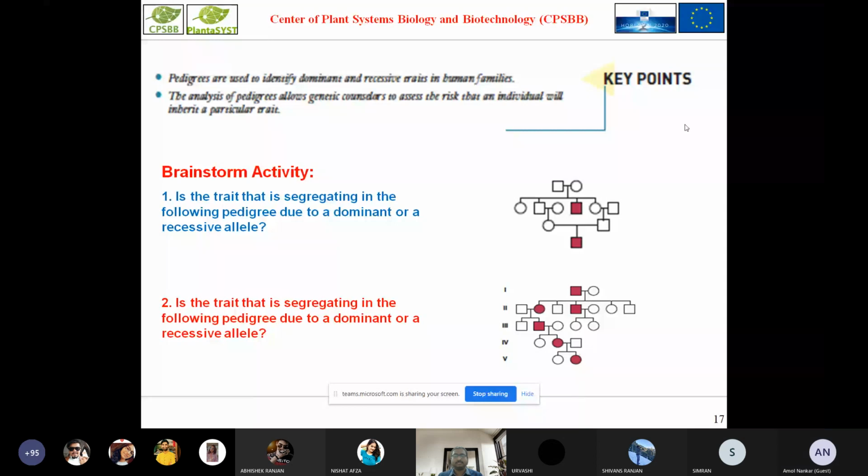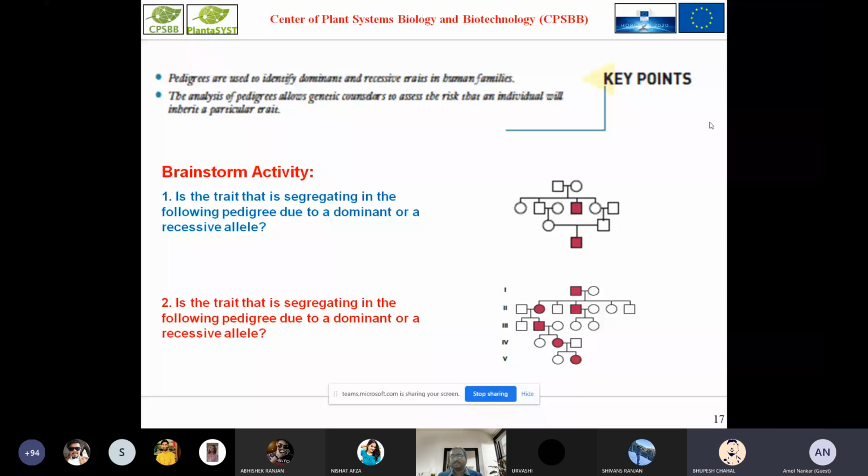Sir? Yeah. I think the first one is the recessive, and the second one is dominant. Why do you think that? Because in the first one, the male is showing the recessive trait, but in the next generation, it is present in few of them. Like in this particular pedigree, only one of them, and in the next progeny as well. So it is recessive, I think.